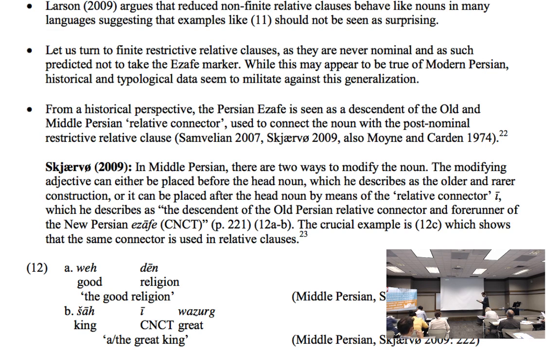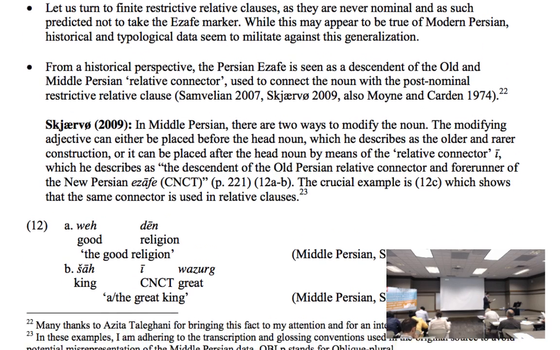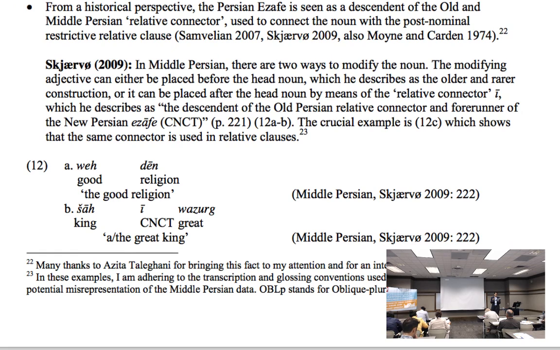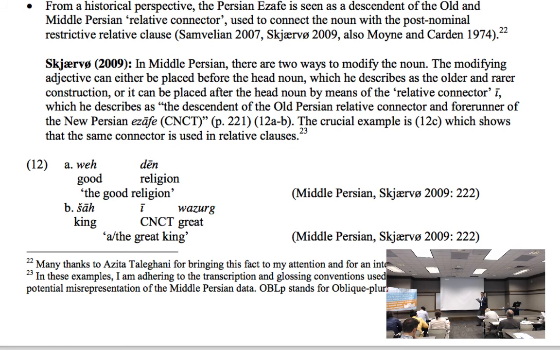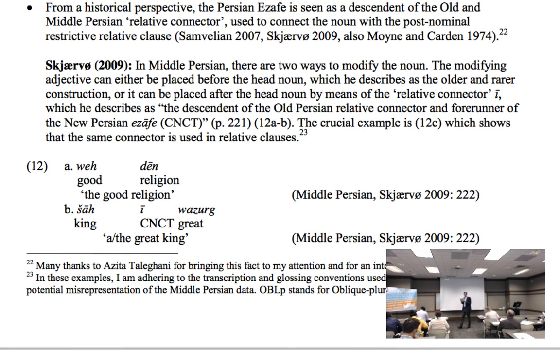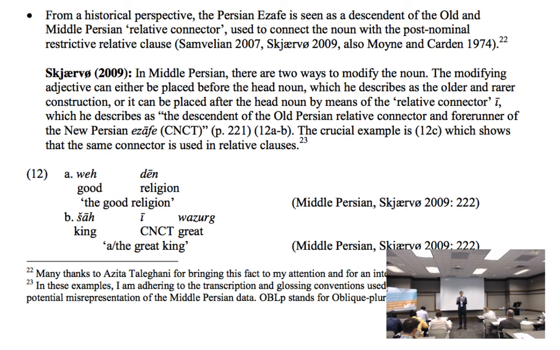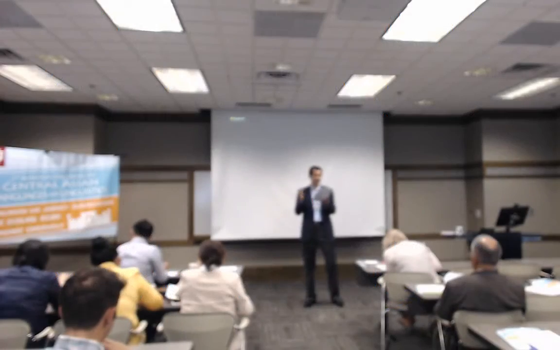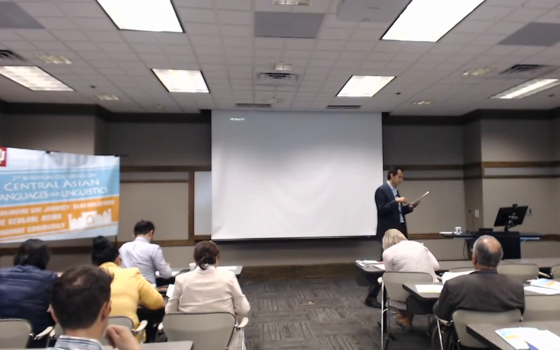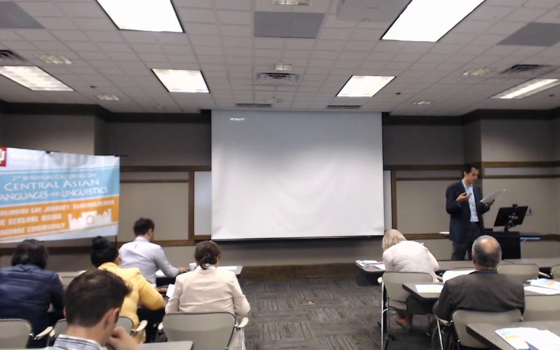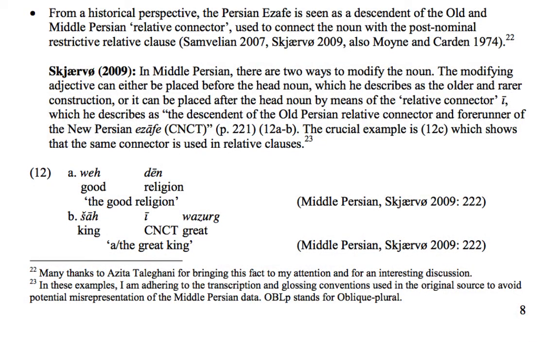So I have this quote from Skjærvø, paraphrased. He suggests that in Middle Persian, there are two ways to modify the noun. The modifying adjective can either be placed before the head noun, which he describes as the older and rarer construction, or it can be placed after the head noun by means of the relative connector. He calls it the relative connector, which he describes as a descendant of the Old Persian relative connector and forerunner of the New Persian Ezafe.